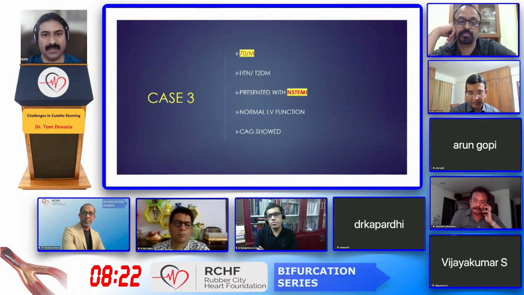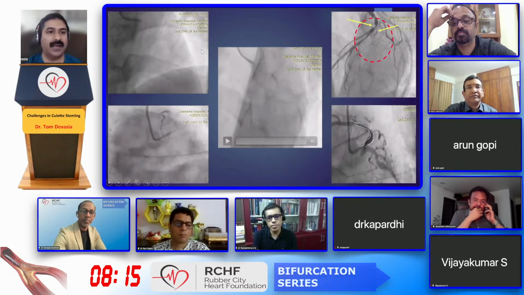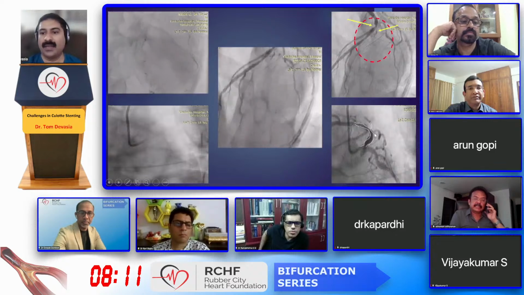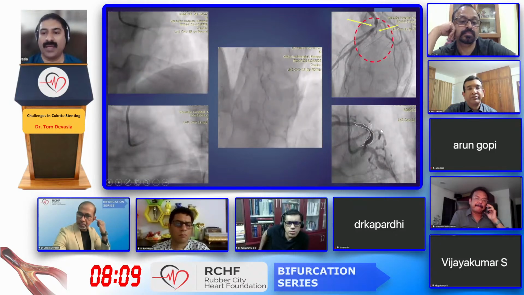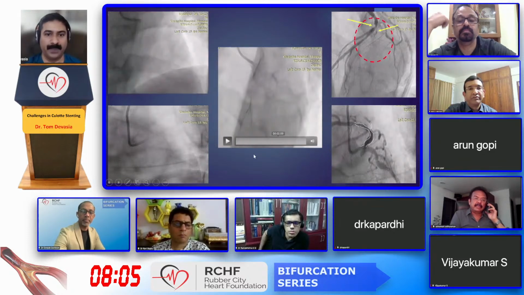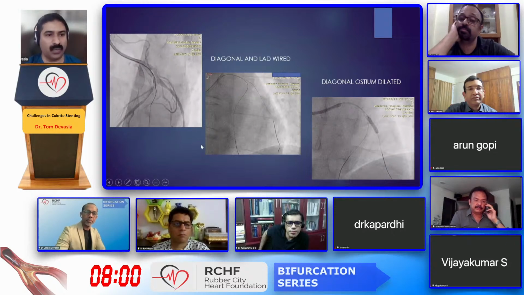This is a 70-year-old male who presented with non-ST elevation MI. This was the angiogram. You can see that the diagonal ostium is occluded, and you can see the narrow angle between the diseased LAD and the occluded diagonal. We could not wire the diagonal easily.